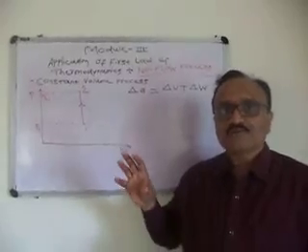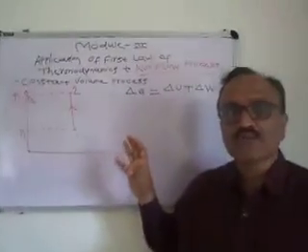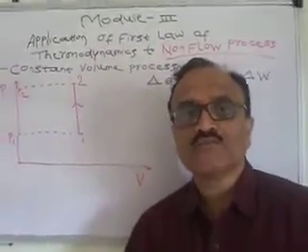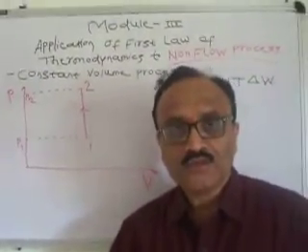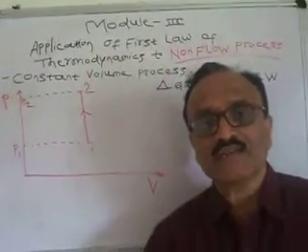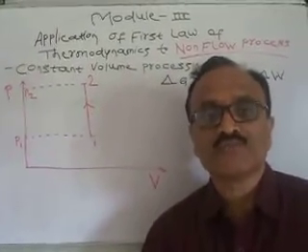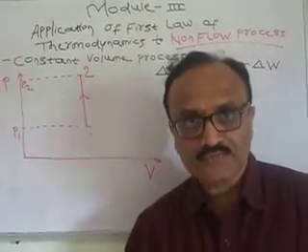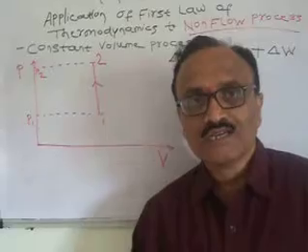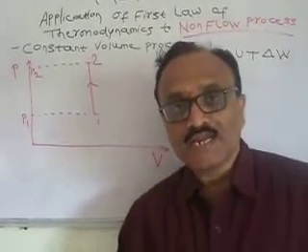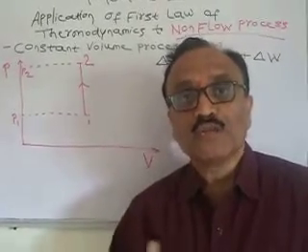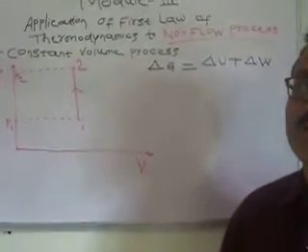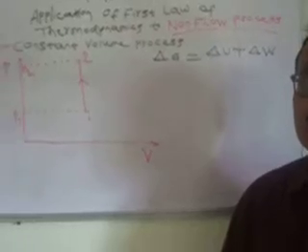So these processes, carried out in a closed container, are nothing but the non-flow processes. Basically there are 5 processes we can categorize as non-flow processes. First one is constant pressure process, constant volume process, constant temperature process, constant entropy process and constant polytropic process. One by one we will see how we can apply the first law of thermodynamics.